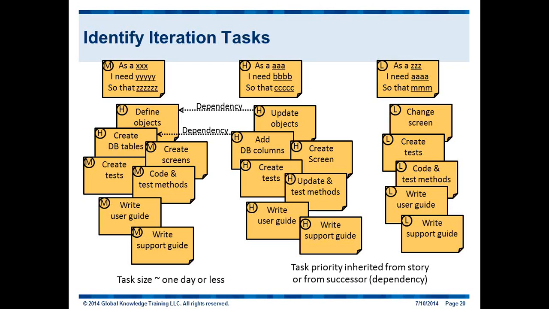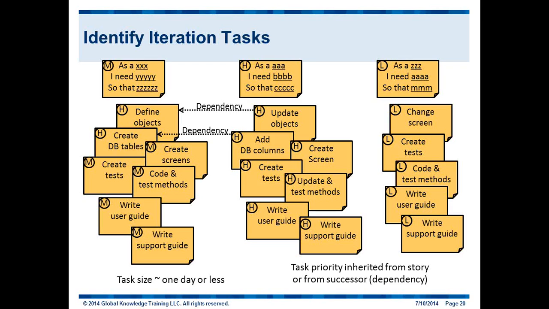So let's just walk through one here, and I'm pretty sure you're going to see this is kind of like a standard project. We have three stories here, M, H, and L. As an X, I need Y, so that Z. And for this particular user story, we've identified 1, 2, 3, 4, 5, 6, 7 particular tasks. So we're going to do those tasks in order to be able to put the story into production.